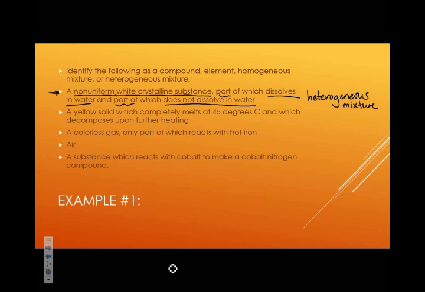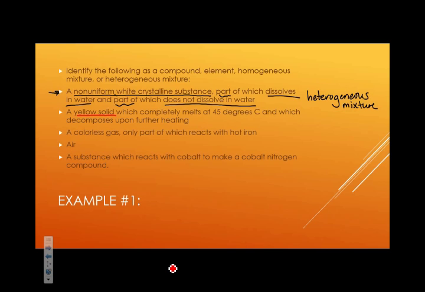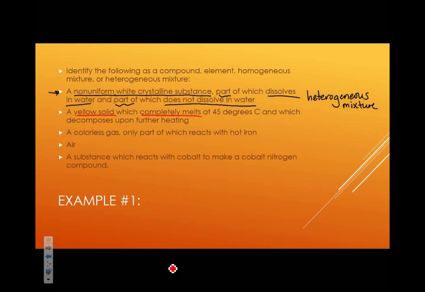In our second question, we have a yellow solid which completely melts. Okay, that's giving me some important information at 45 degrees Celsius. So a single melting point, we just have a yellow solid. So I know this cannot be a heterogeneous mixture, and because it completely melted, it only has one melting point, I know that it's not either type of mixture at all.